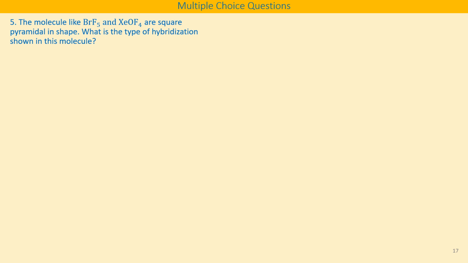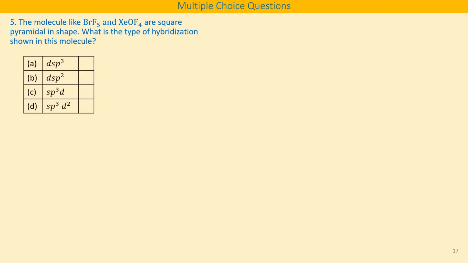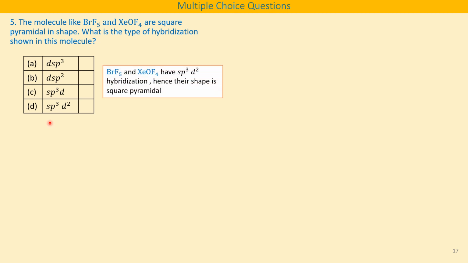The molecules like BrF5 and XeOF4 are square pyramidal in shape. What is the type of hybridization shown in these molecules? So, four options are given. Option A dsp3, option B dsp2, option C sp3d, and option D sp3d2. You have to pause the video and mark your answer. I will give the correct explanation.